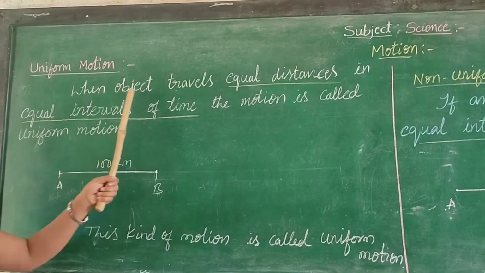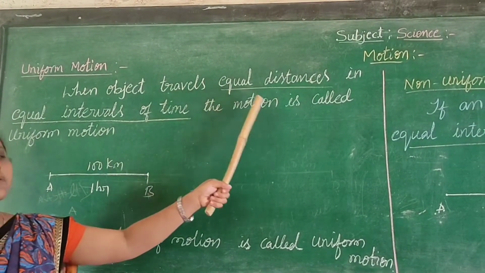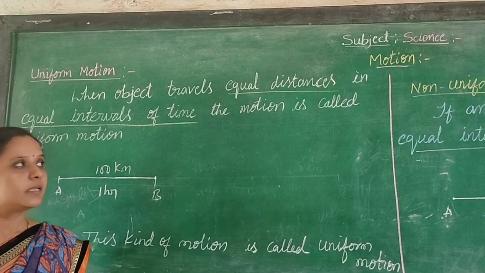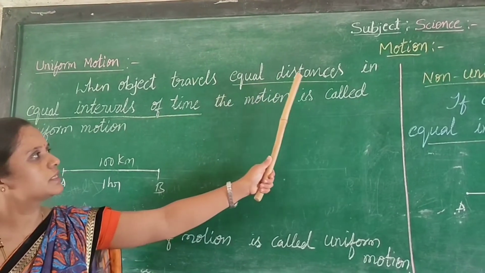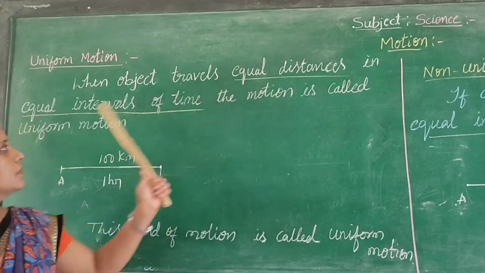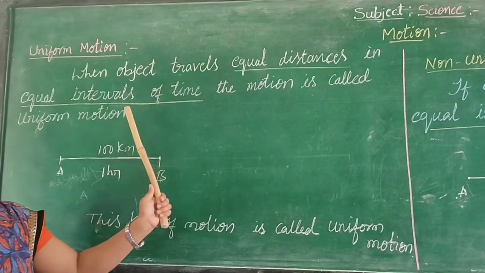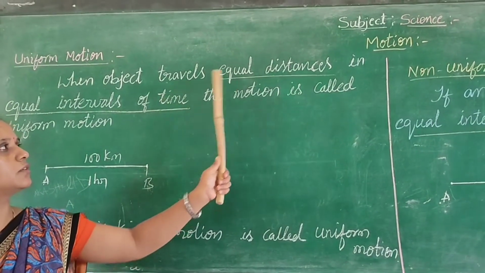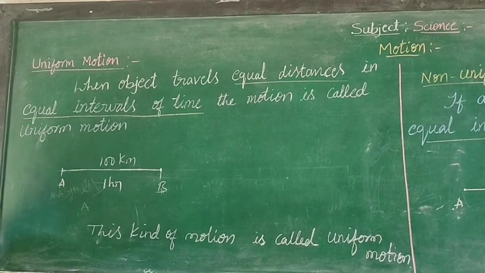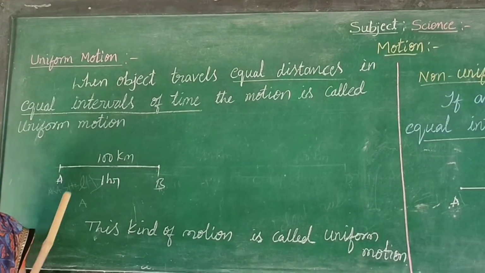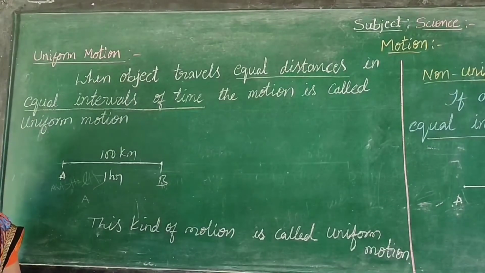You can observe this one. Any object that travels equal distance. Here, two words are very important. The first one is equal distances in equal intervals of time. These two words are very important to understand uniform motion. Students, I will take one example so you can understand what uniform motion is.